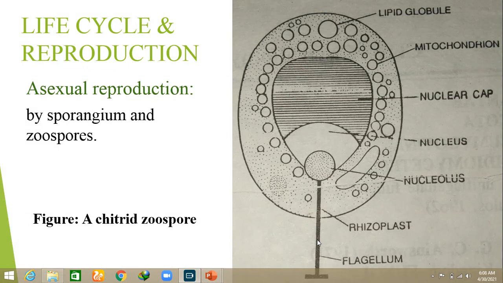Here you can see this is a flagellum. There is a nuclear cap which partially or wholly covers the nucleus. This is the nuclear cap that covers the nucleus. This is the nucleus and this is the nuclear cap. The most characteristic element of the zoospore is the refractive lipoid globule. You can see these are the lipoid globules that are surrounding the contents of this zoospore. It may be quite conspicuous in some species, but here it is present.